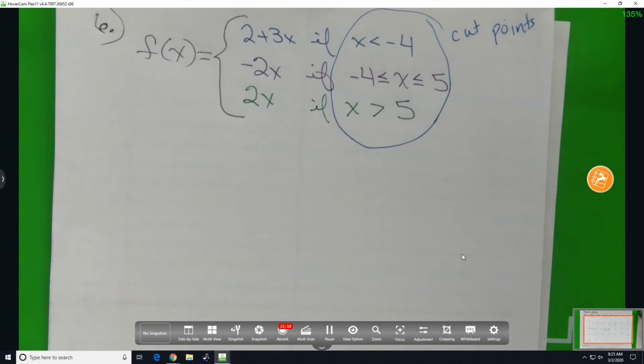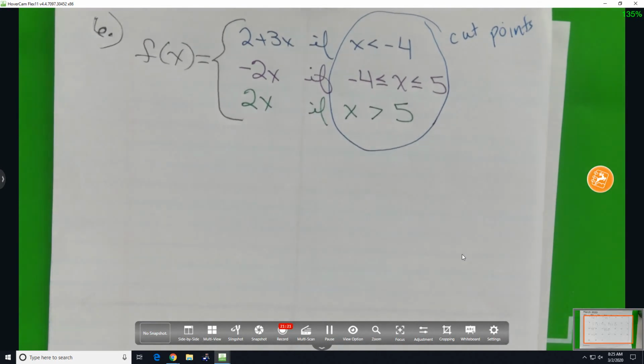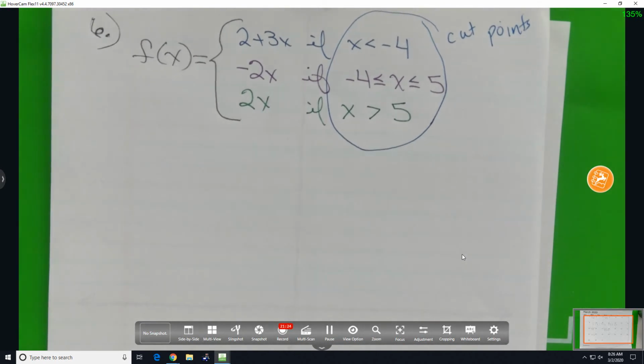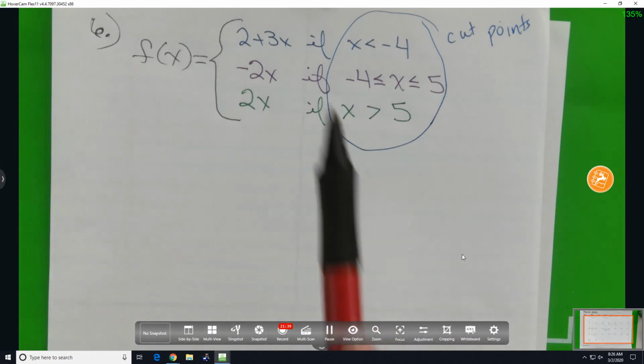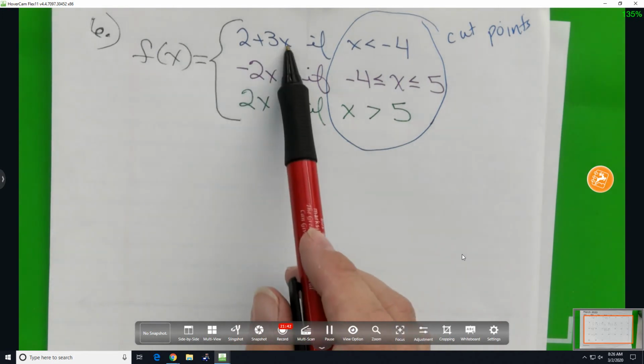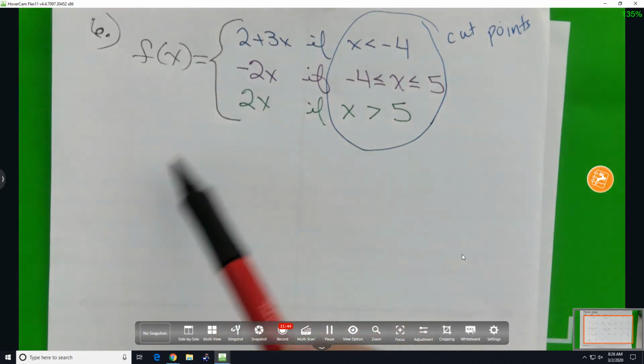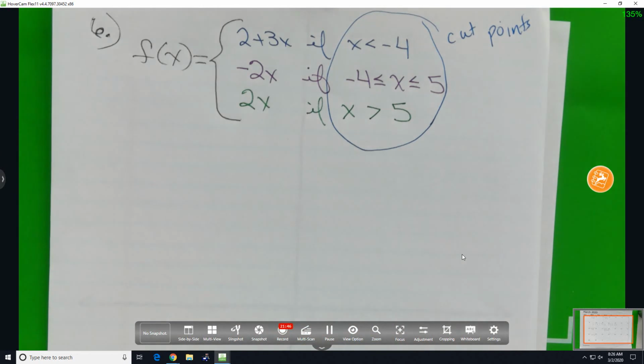We're going to graph these piecewise functions by plotting points, but we're going to plot points intelligently. We're not just going to start randomly choosing x values like we did in number 2. They were just sort of randomly giving us x values to use. Here we're going to plot the points intelligently. And look at the 3 pieces. Y equals 2 plus 3x. Y equals -2x. Y equals positive 2x. There are no exponents on the variables.